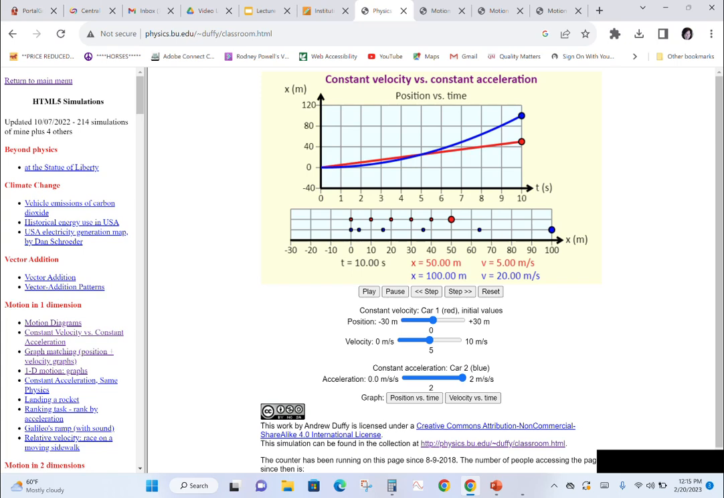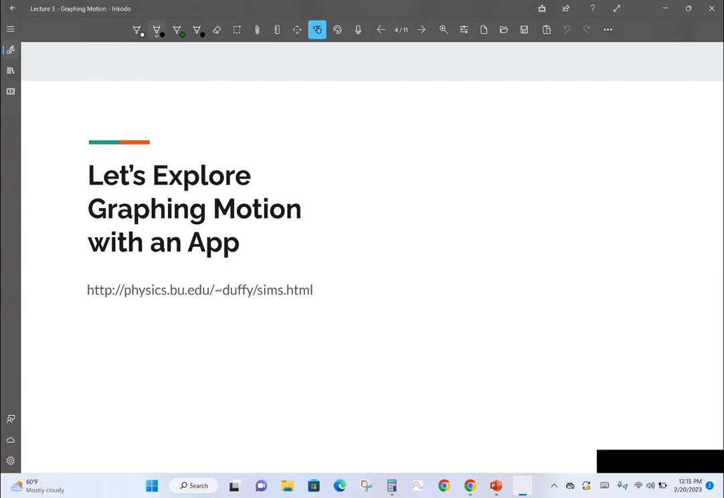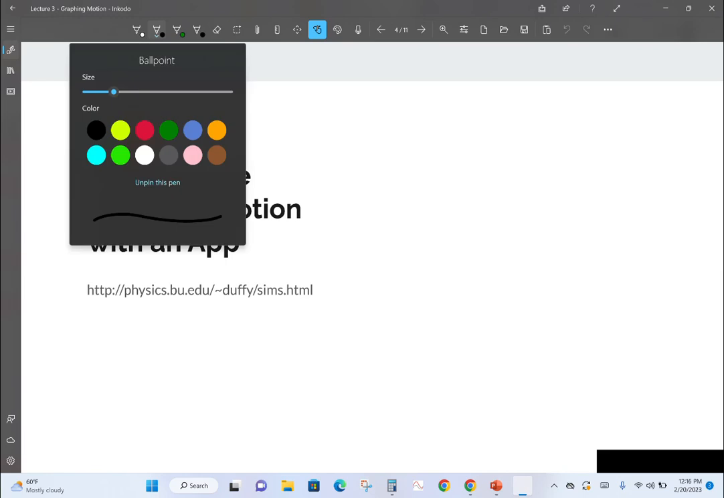So then, since this was moving to the right, its velocity is positive, which means its slope is positive, but the slope is increasing every instant in time, so it becomes parabolic. So a parabolic position graph means acceleration. So let's just summarize that.